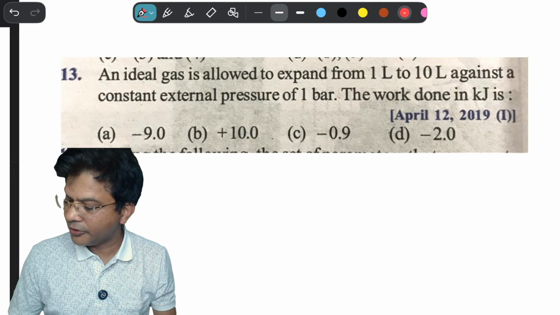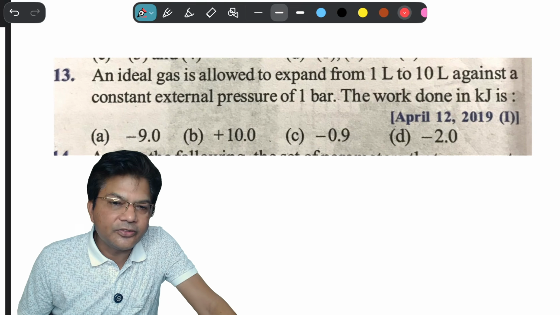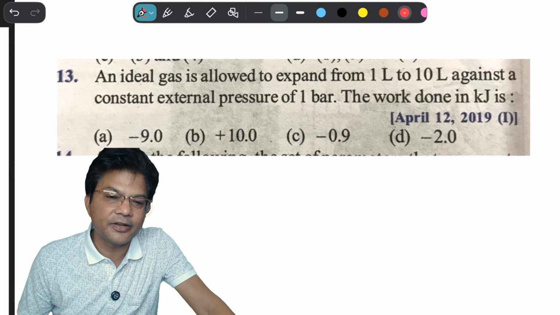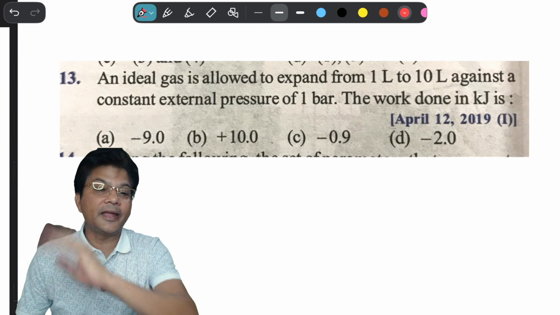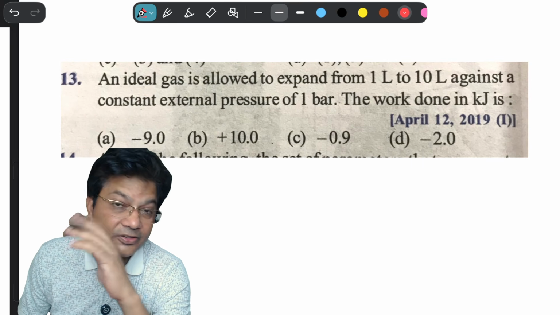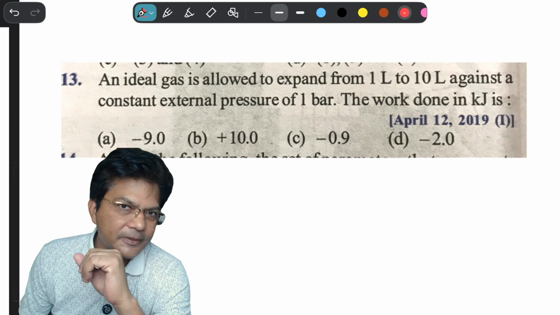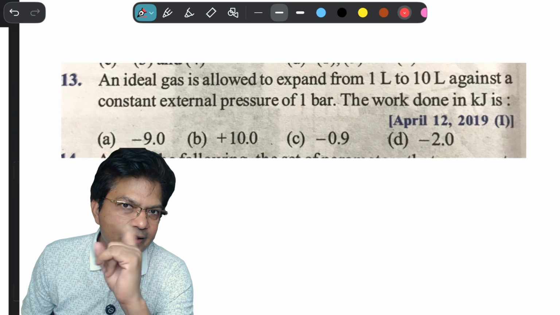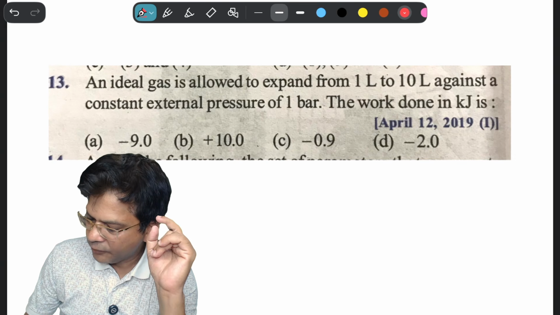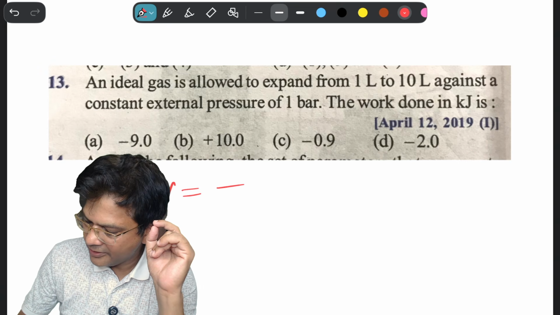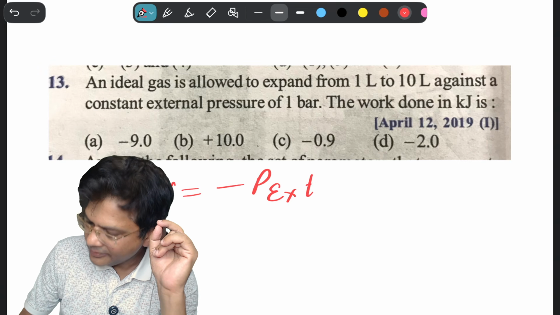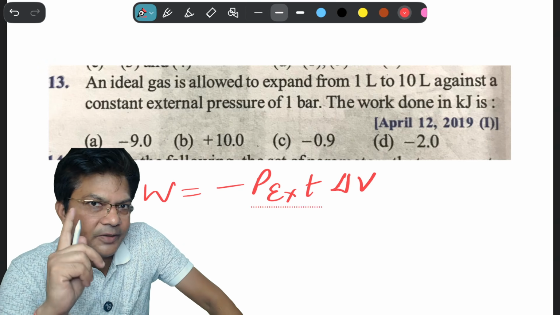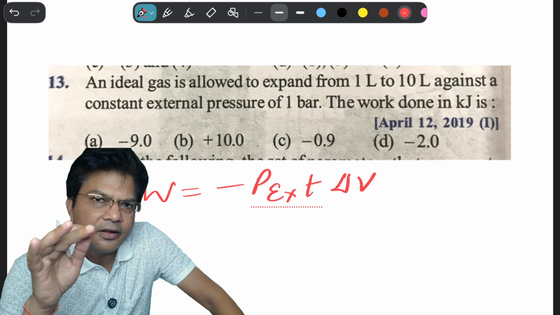Now see another question on your screen. An ideal gas is allowed to expand from 1 liter to 10 liter. Work done by the system against a constant external pressure of 1 bar. Remember that they have not mentioned over here whether this is reversible or irreversible, but one thing is given there: external pressure is 1 bar, that is constant, that means it is irreversible work done. So the formula applicable is W is equal to minus P external delta V. Remember that this is the formula for work done in an irreversible process, that means in one go or not in infinite stages.